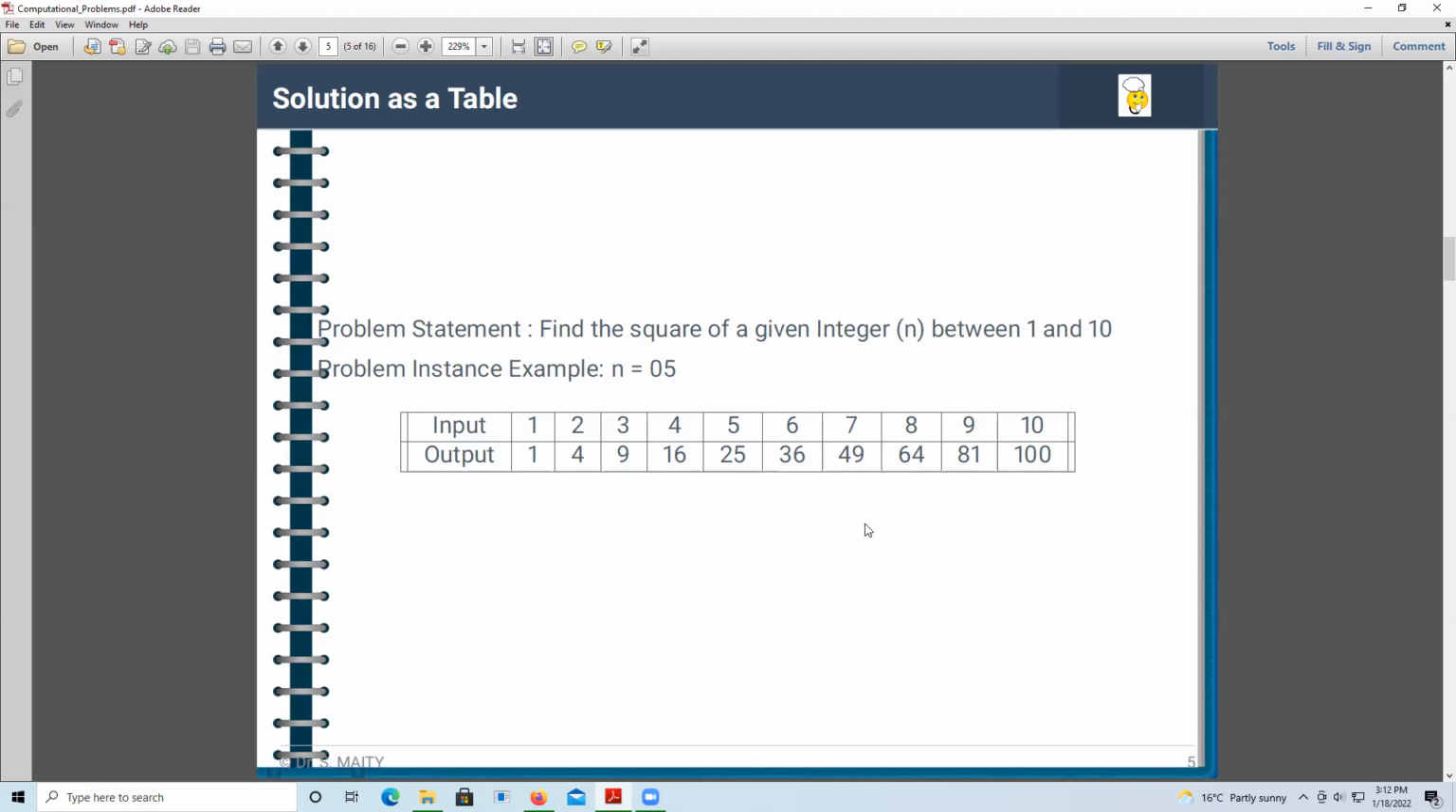So how many ordered pairs do we have here? 10 ordered pairs: 1, 1, 2, 4, 3, 9, and so on up to 10, 100. So there are 10 ordered pairs in this relationship. Every table is a relationship. You have also studied these things in database systems during your graduation, that a table is called a relation. In DBMS, a database is a set of tables only, rows and columns.